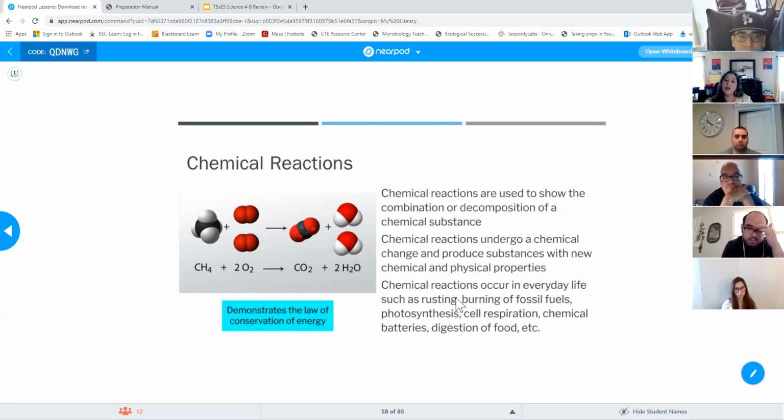Okay, and so chemical reactions are going to occur in everyday life. Just letting students know that we're going to see that out there in the real world. If you have something outside, like an old car, you may have rust that forms on it. When we burn any sort of fuel in our car, we're burning fossil fuels. So that's going to be a chemical reaction, and all of that is producing new substances that are formed.